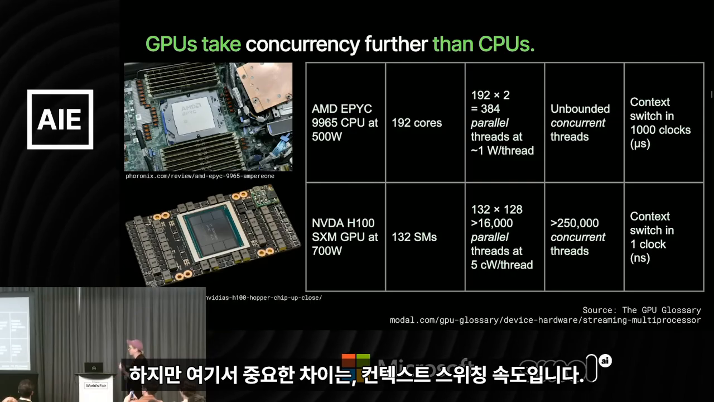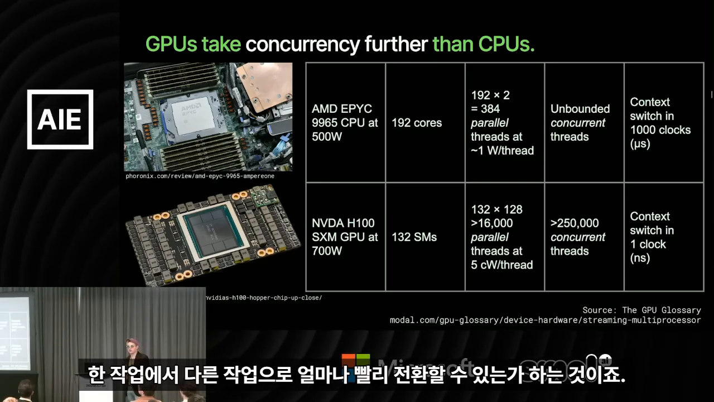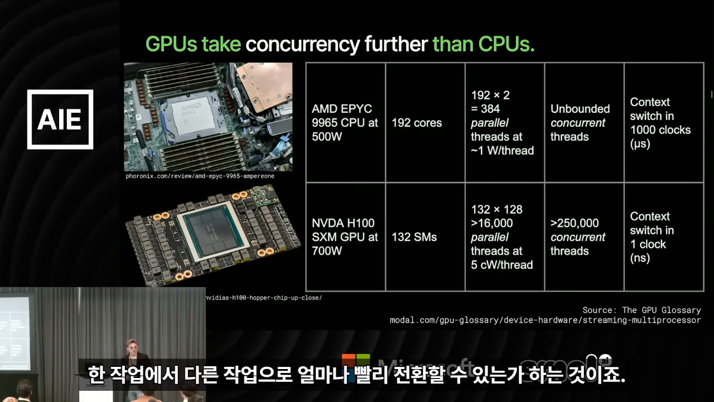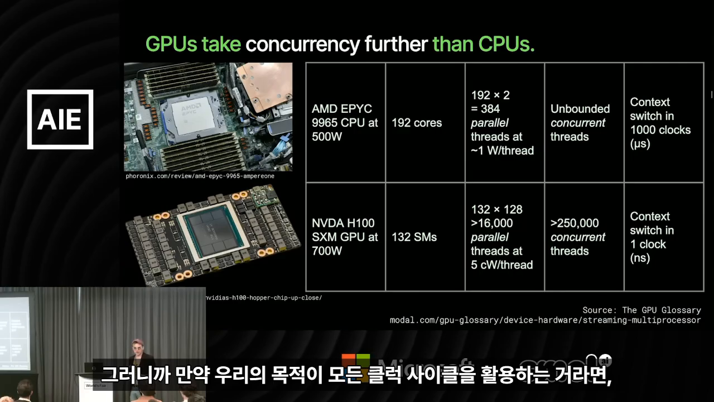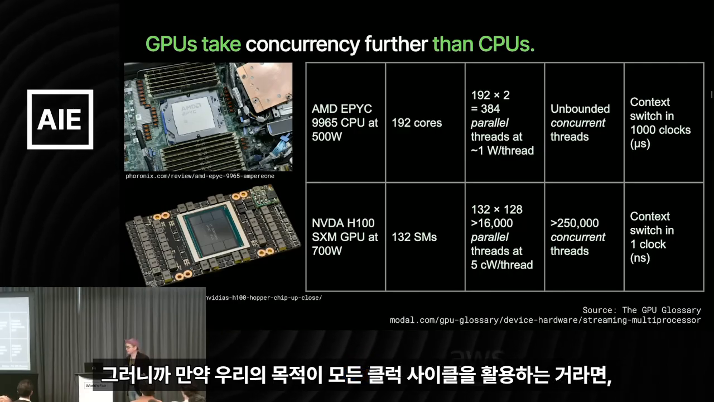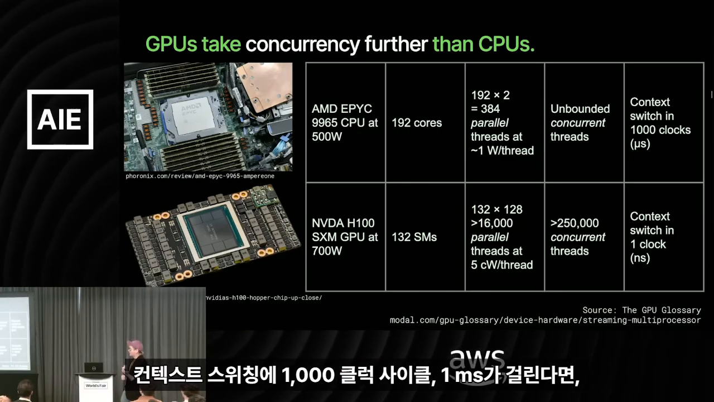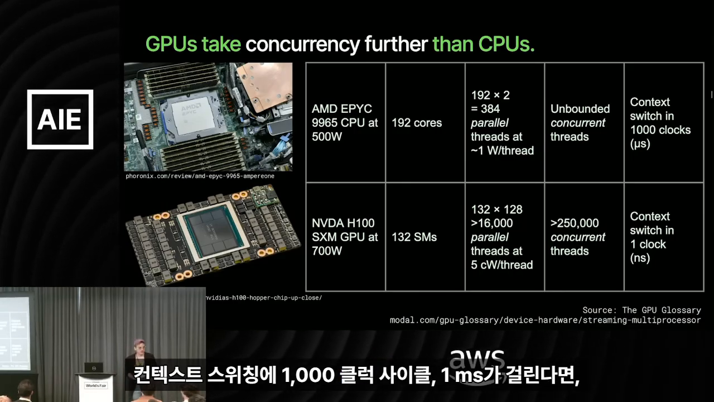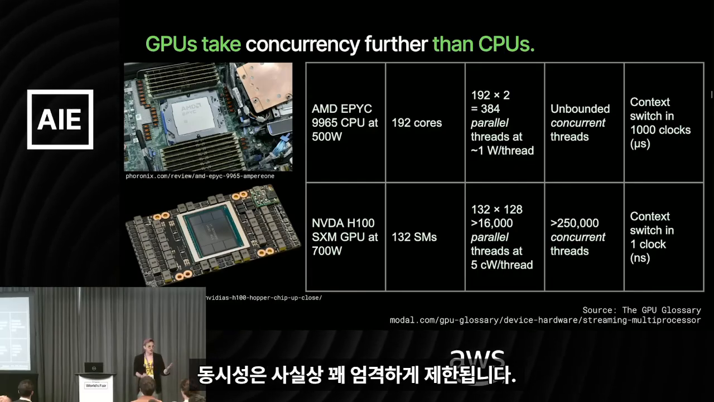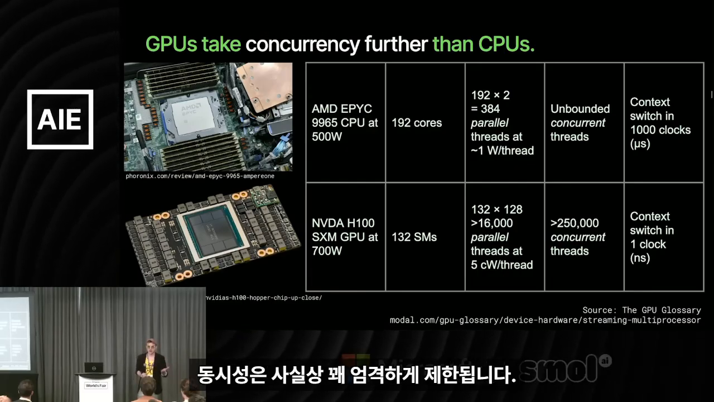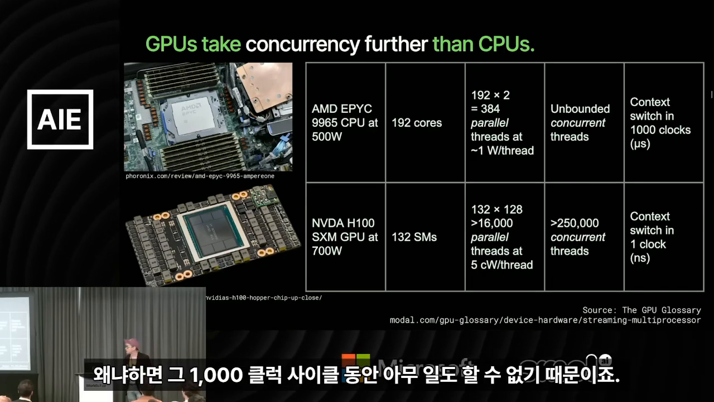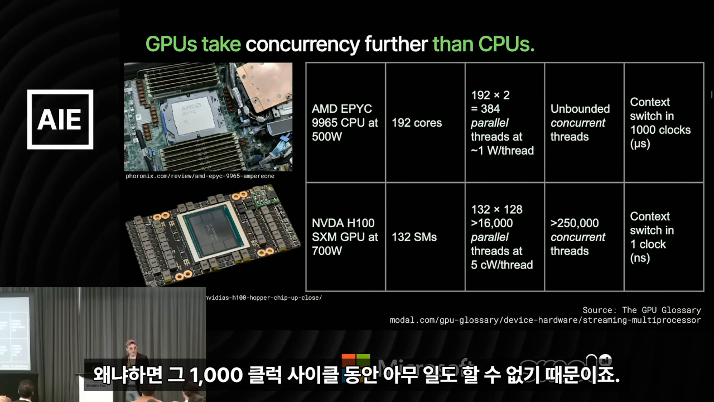But the difference here is context switching speed. How quickly can you go from executing one thing to another? If our purpose was to take advantage of every clock cycle, and it takes us 1,000 clock cycles, like a microsecond, to context switch, then our concurrency is actually pretty tightly bounded because we can't do a thing for a whole 1,000 clock cycles.